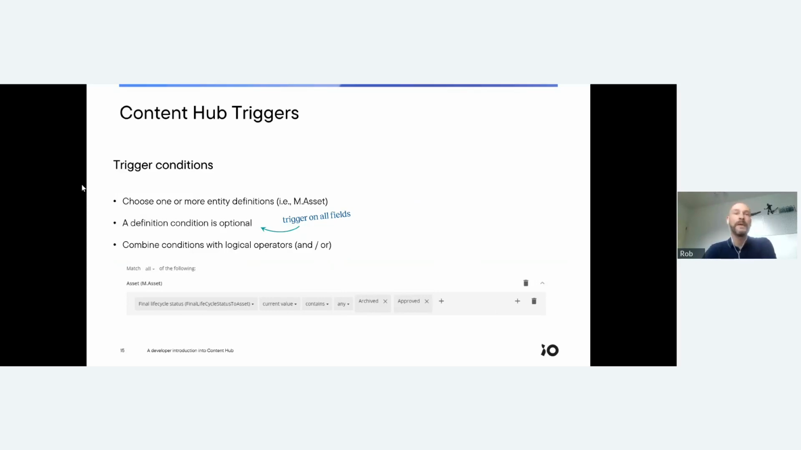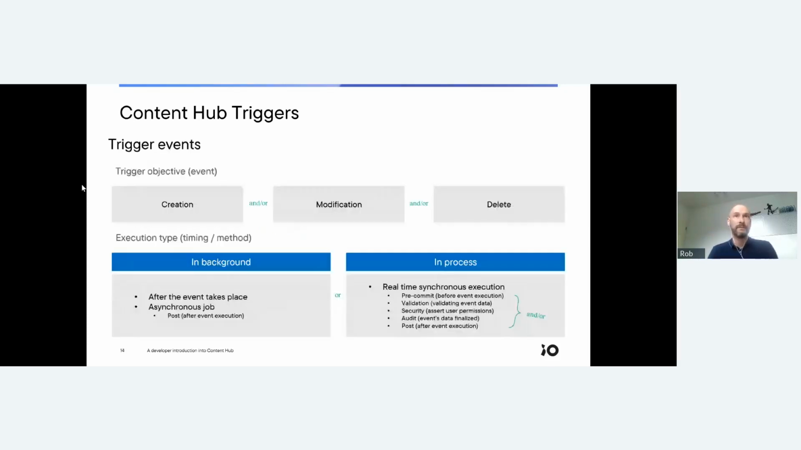In the example here, I have said that the final lifecycle status of an asset should be archived or approved. In that case, I want to kick off my action. So first, the event takes place, and I say I want to trigger on the creation or the modification of an asset, and then I want to wait for a final lifecycle status to be in the specific area that I've configured, and then my action is going to be kicked off.